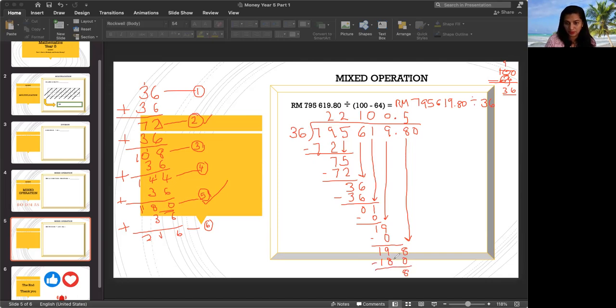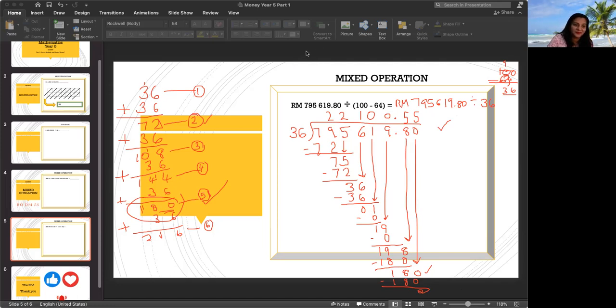Over here 8 and then over here 1. And again, bring down your 0, your final 0. And over here we have a 0. So now we have the number 180. 180 is exactly 5. So another 5. 5 times 36, 180. And so now we will not have a remainder anymore. Okay, so the answer for this question is 22,100 ringgit and 55 cents. So you can see the answer here. And that's how you solve this question, a long division.